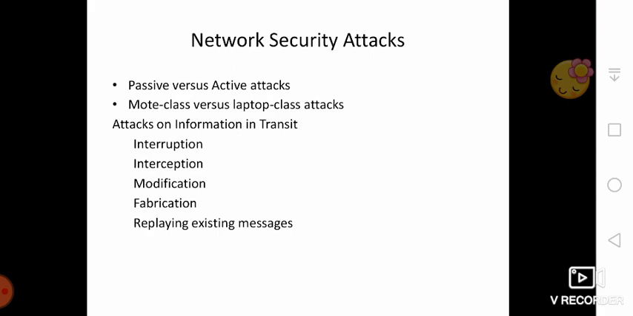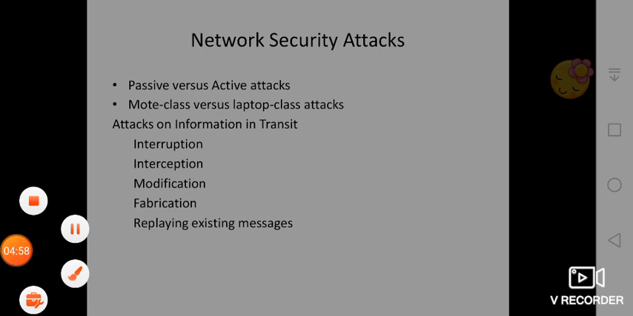Then replaying existing messages. This operation threatens message freshness. The main purpose of this operation is to confuse or mislead the parties involved in the communication protocol that is not time aware.